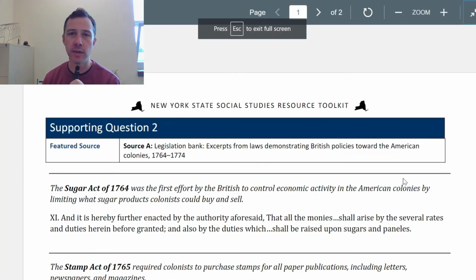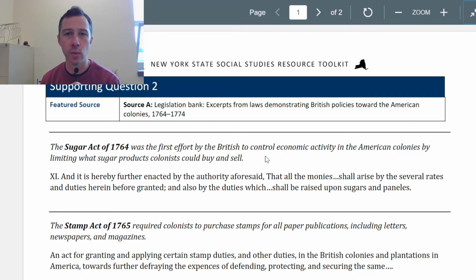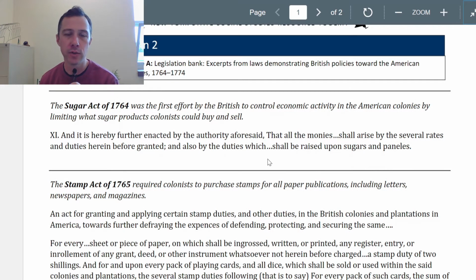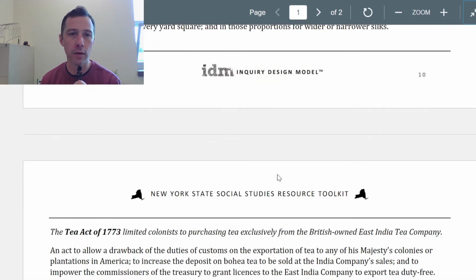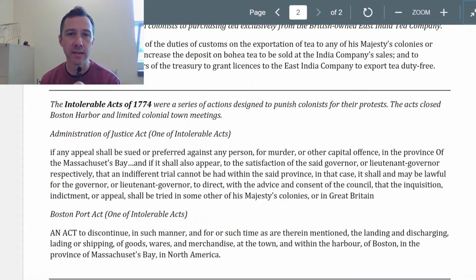Again, these are from the C3 inquiry. The big inquiry is, was the American Revolution avoidable? And they have all these different primary sources and secondary sources. One of the documents is just composed of all of these acts and taxes. I've cut them into strips, and each student will be responsible for one of them. They will become the expert on it.